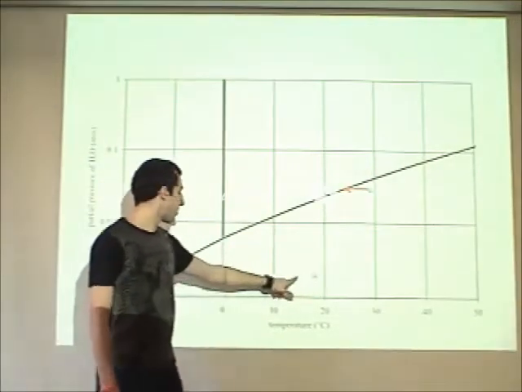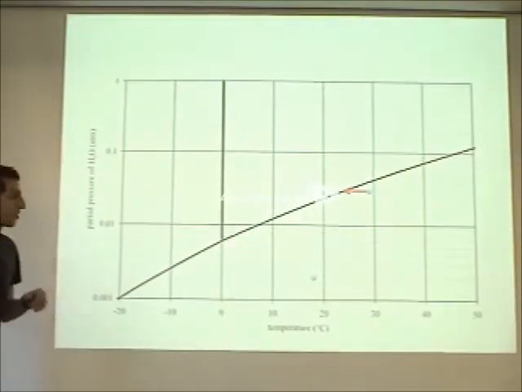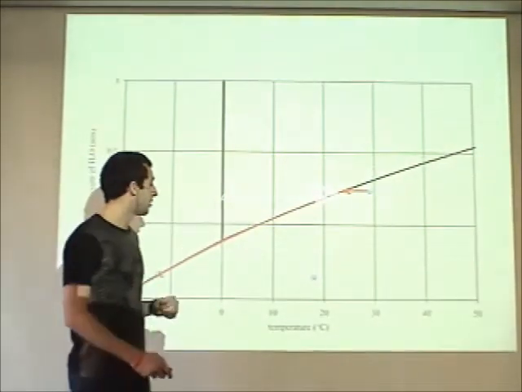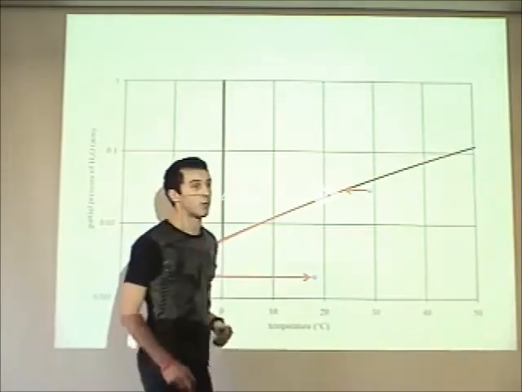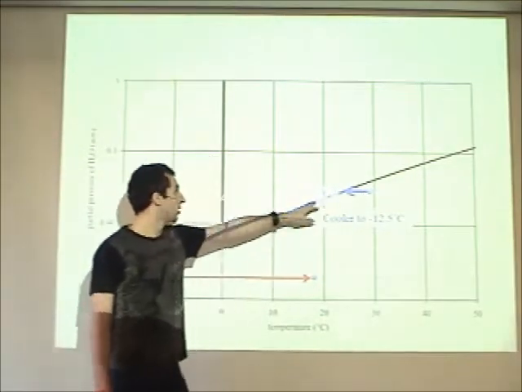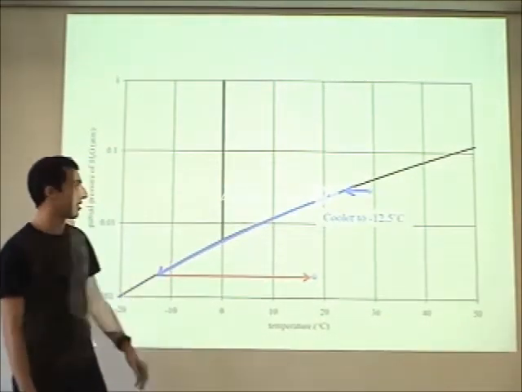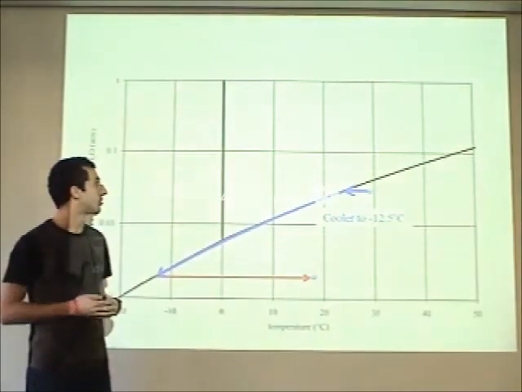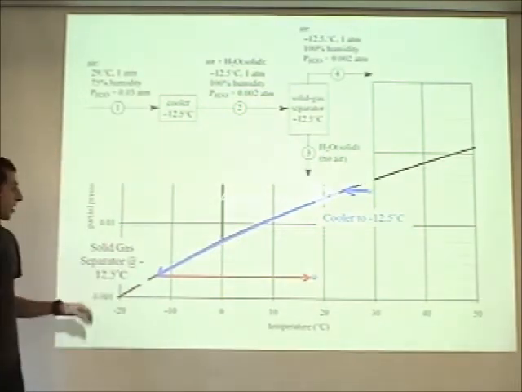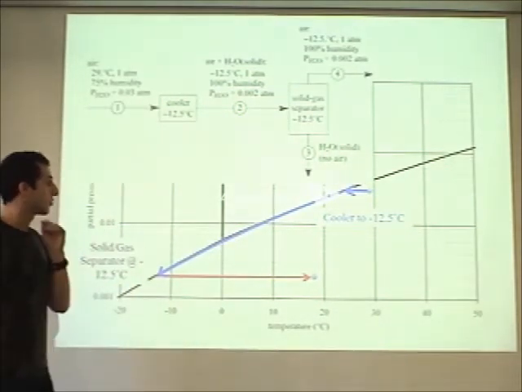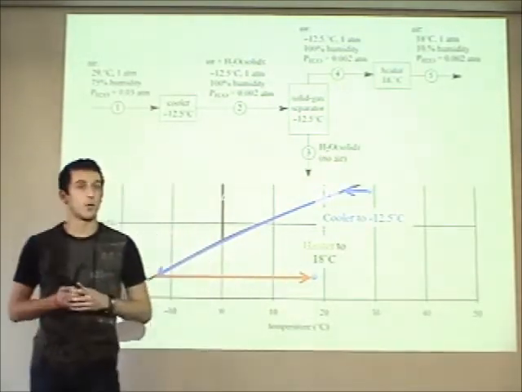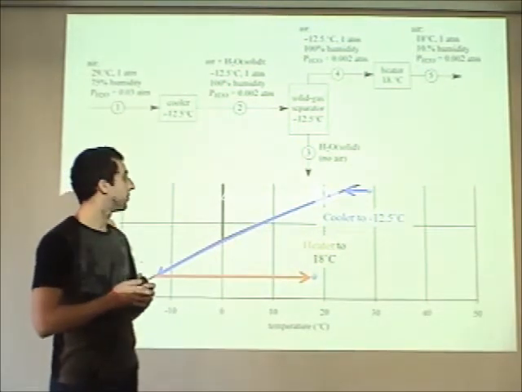All right, so we want to end up at a partial pressure of 0.002, so we can just follow this line all the way down here, and then just heat it up to where we want. So all we need is one cooler to cool it down to the temperature we need, which would be at around -12, -13. And then a solid-gas separator to remove the liquid and the solid, because we only want the vapor here. And then finally, a heater to heat it up to the temperature we want. Okay? That's part A.